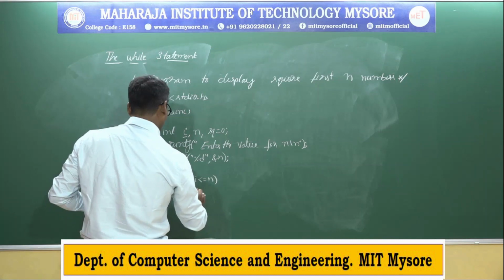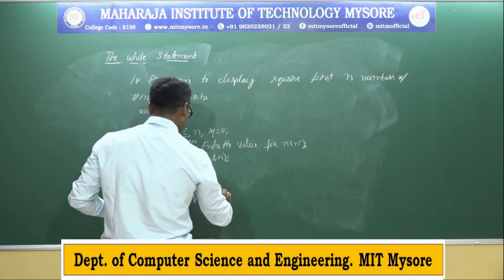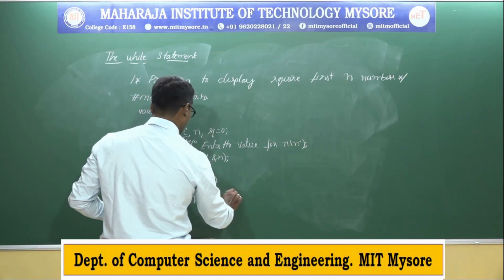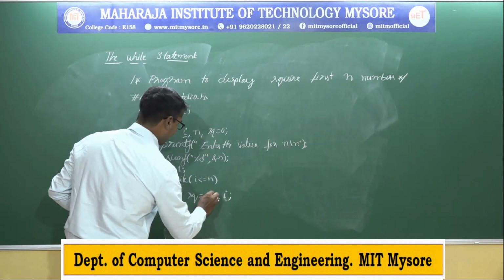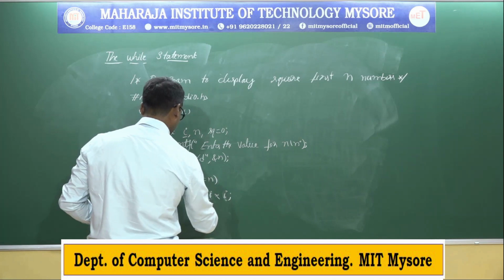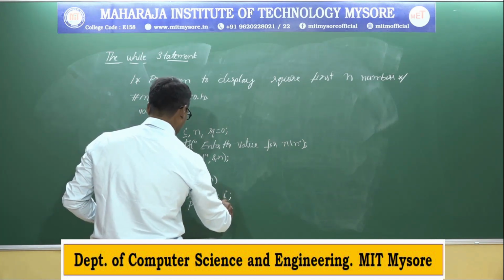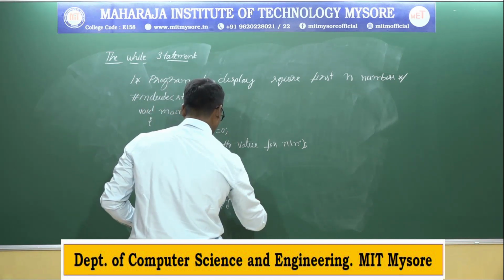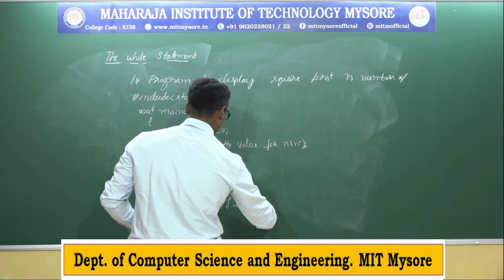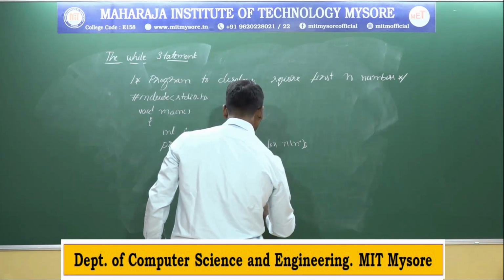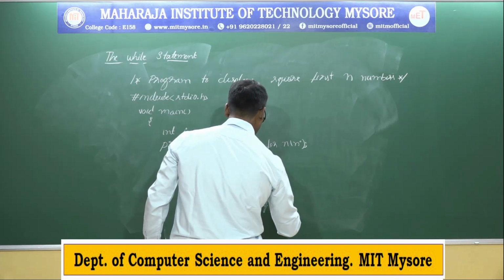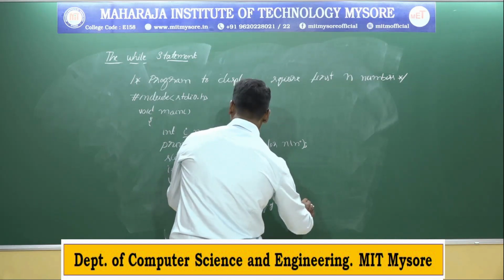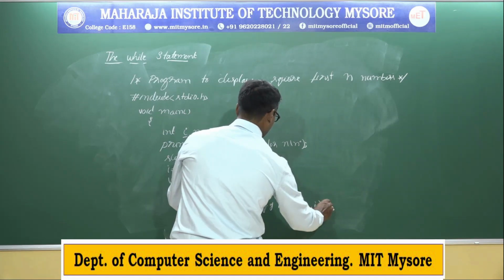Next, sq is equal to i into i, and i into i means i square. Then printf "%d is the square of %d\n" with sq comma i.